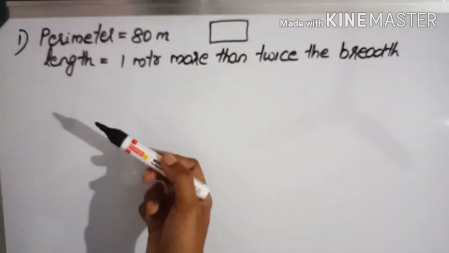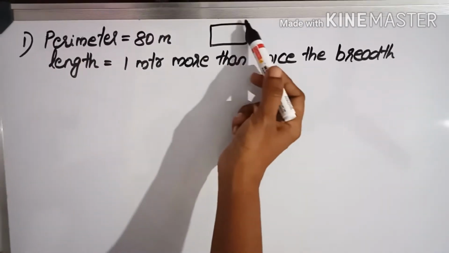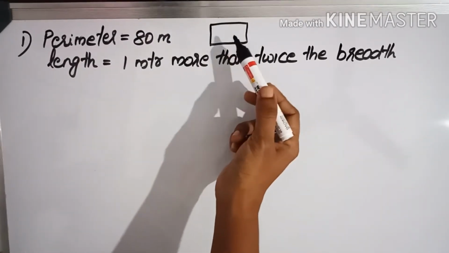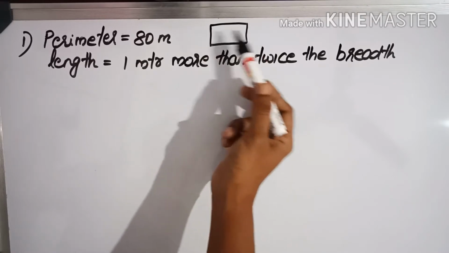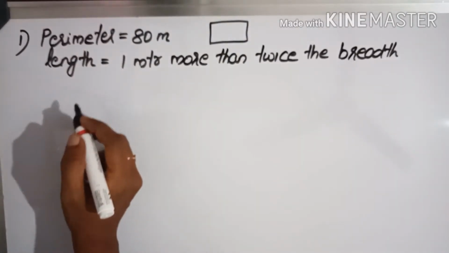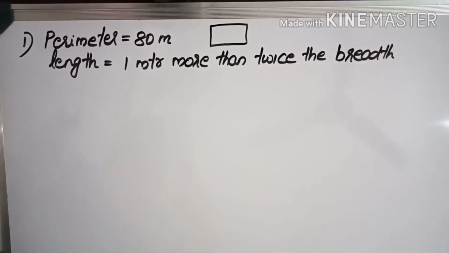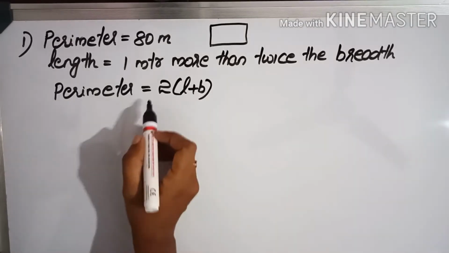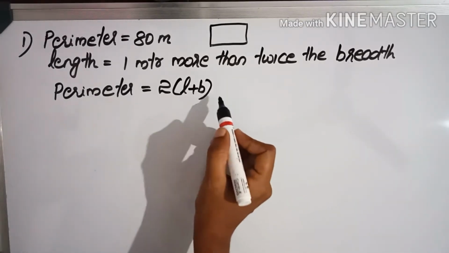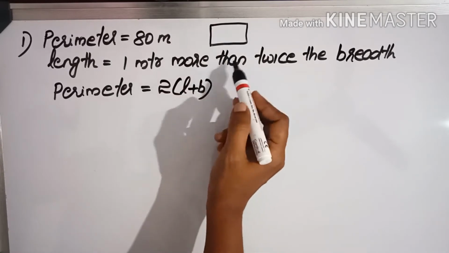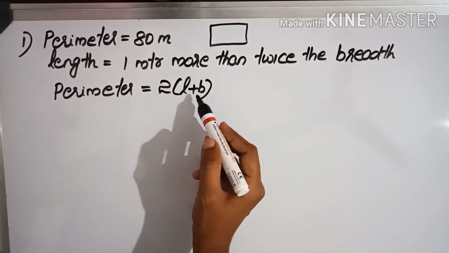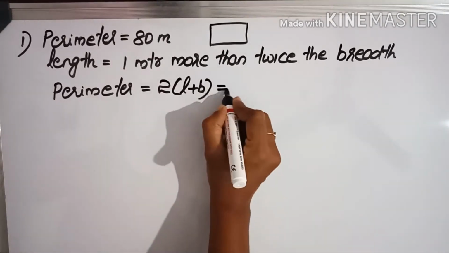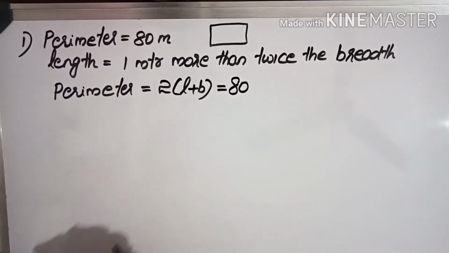Now what do you mean by perimeter? Perimeter means the sum of all the sides. So here 2 lengths and 2 breadths. So you know the equation, perimeter of a rectangle equals what? That is equal to 2 into (L plus B). 2 lengths plus 2 breadths, that's why 2 into (L plus B). That is equal to 80, as given.